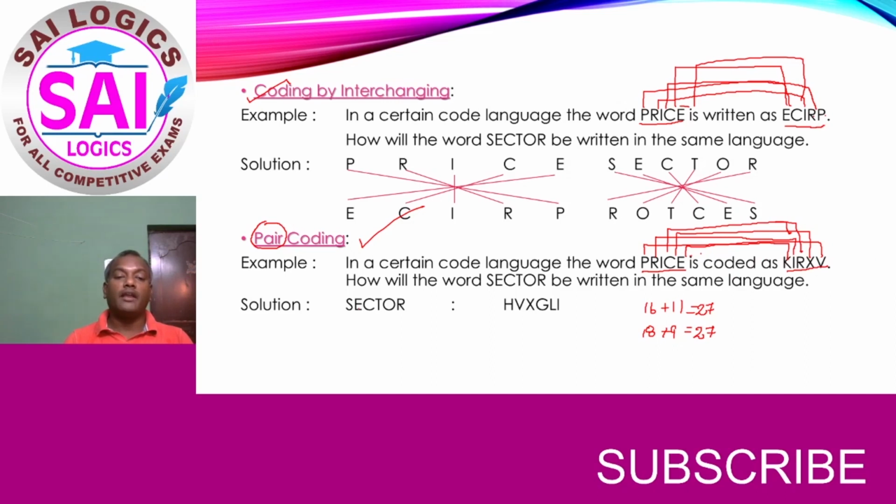In the same way, sector S. S means head and shoulders, so it is H. E means Eve, that is V. C means crux, X. T means goat, G. O means love, L. R means Indian Railway, I. So this is how we will code with the help of pairs.